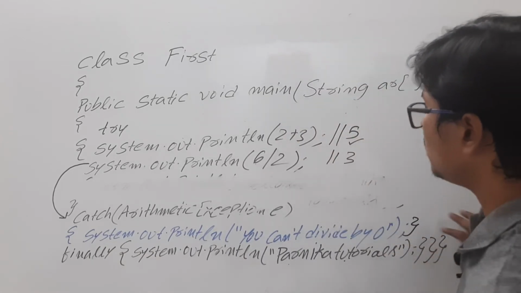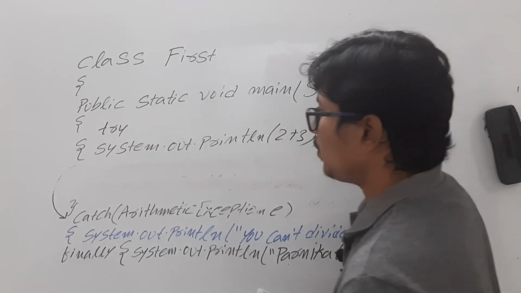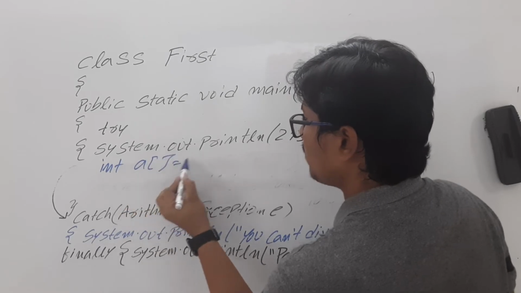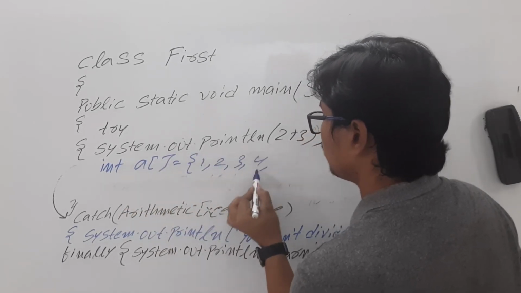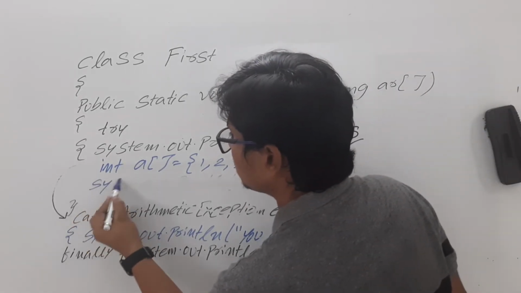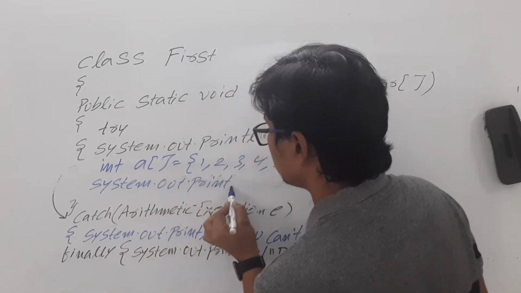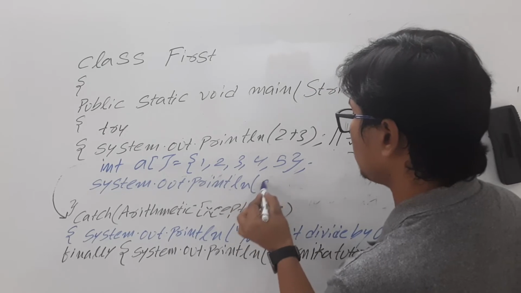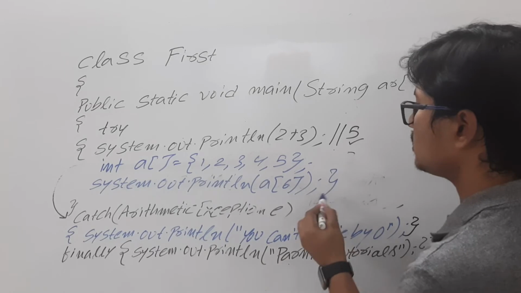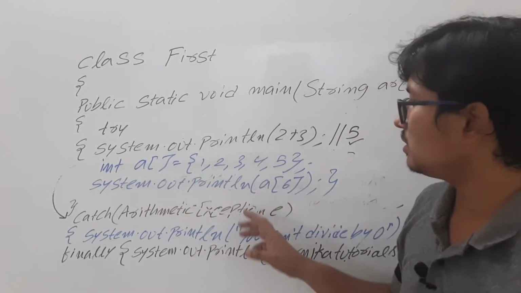Now let's take another example. I will declare one integer array called A, having the elements 1, 2, 3, 4, 5. Then I am trying to print the value which is there at index 6 in the array A. So here 6 is the index and A is the array. From the array A, you are trying to find an element which is there at index 6.